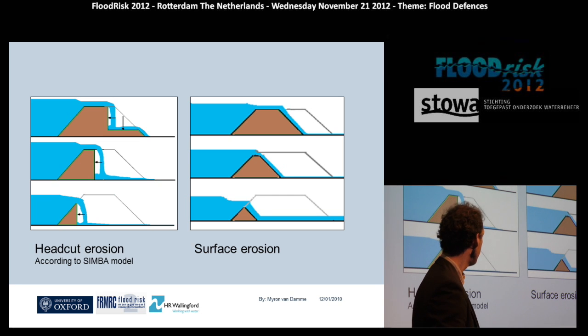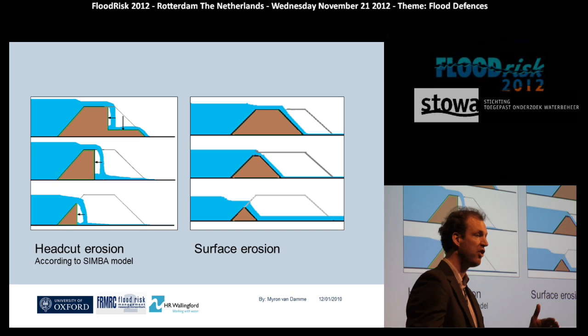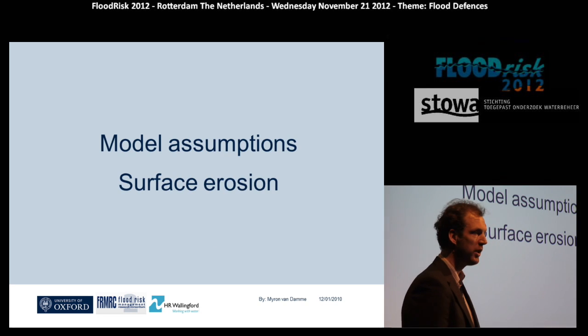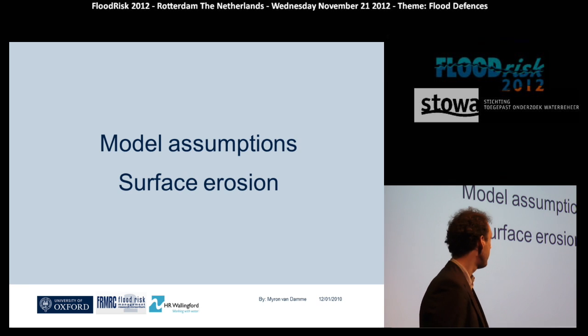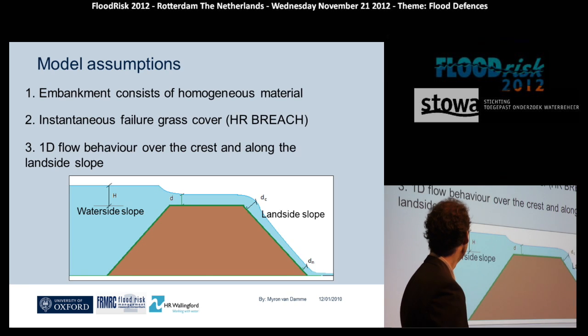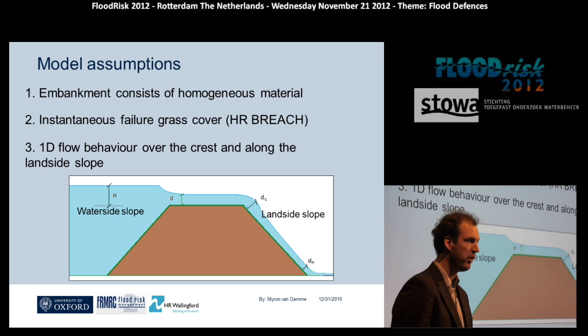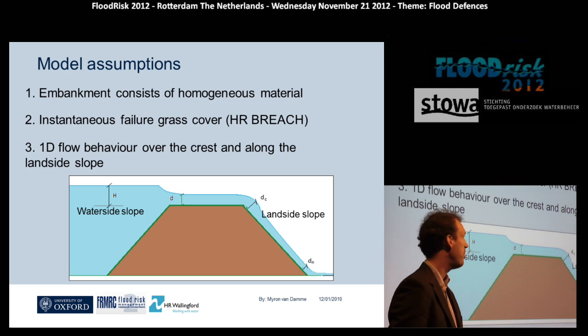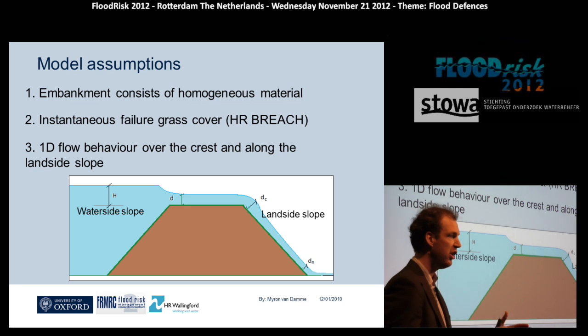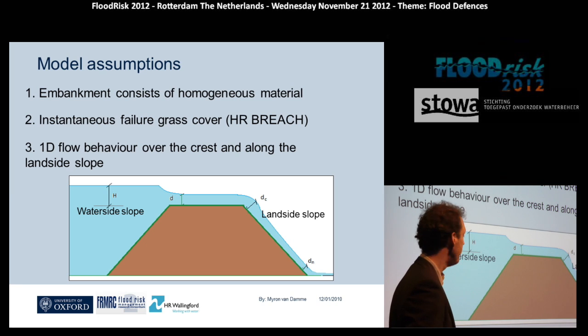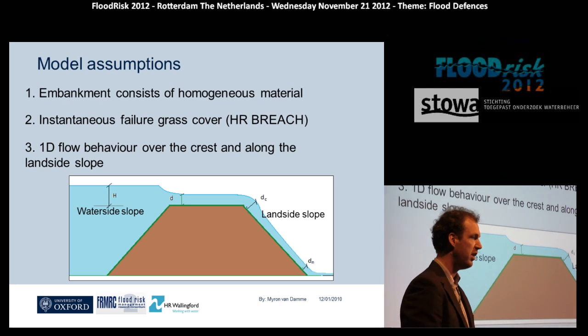Then, with regards to surface erosion, the landside slope has a limited steepness. So, what kind of assumptions did we have to make in order to make this model? Well, we first said, we have a very simple trapezoidal shape embankment made of homogeneous material. We assume that at a certain velocity, the grass cover instantaneously fails everywhere. We assume also that the flow over the entire embankment behaves like a one-dimensional flow.